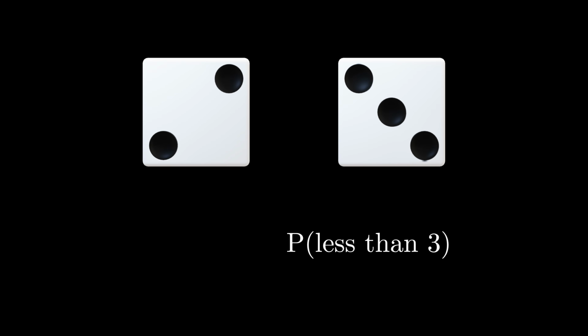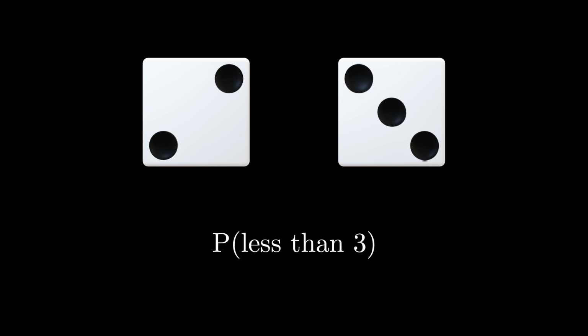The only totals we don't want are 1 and 2. And notice, it's actually impossible to roll a 1 with 2 dice. So the only bad case is rolling a total of 2. That happens in exactly one way. Both dice show a 1.